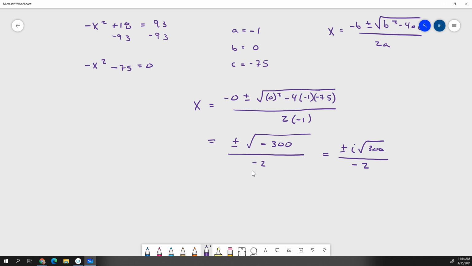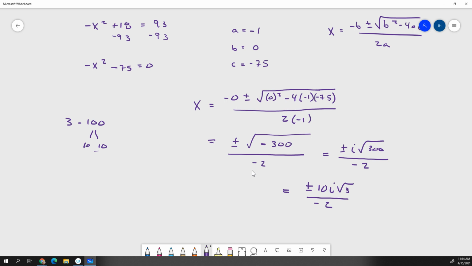But when you think about that, that's 3 times 100, right? Well, 100 is a perfect square. It's 10 times 10. So we can pull 10 out, but we have to put the 3 back under. So we're going to be left with plus or minus 10i times radical 3 over negative 2.